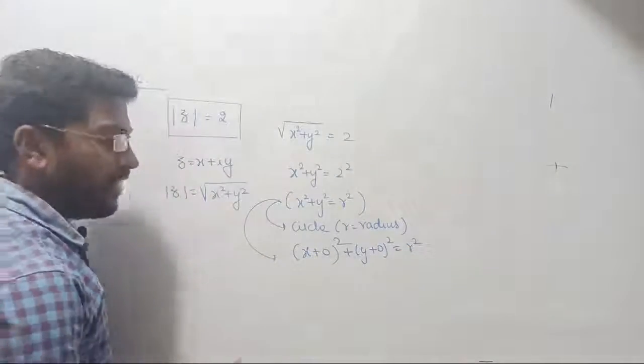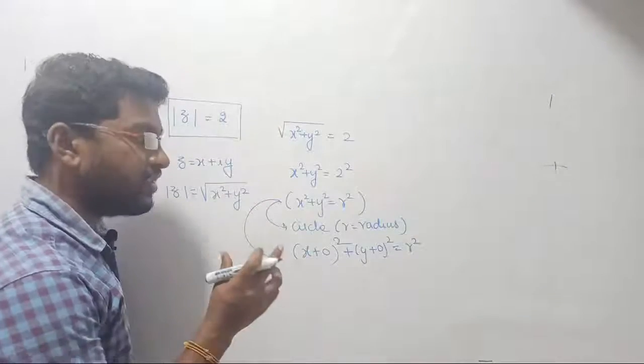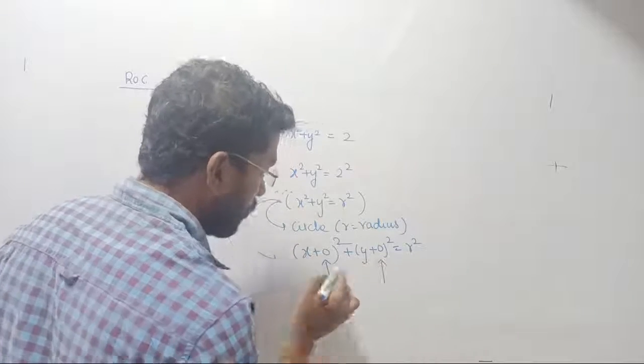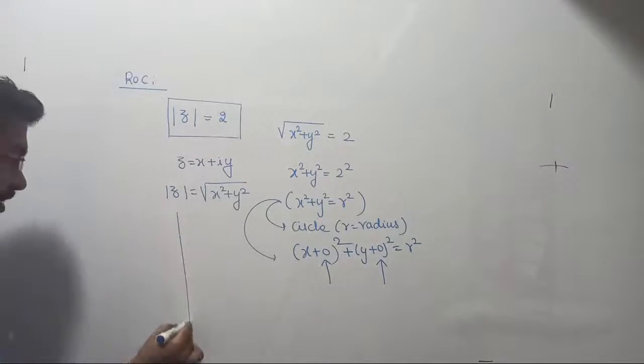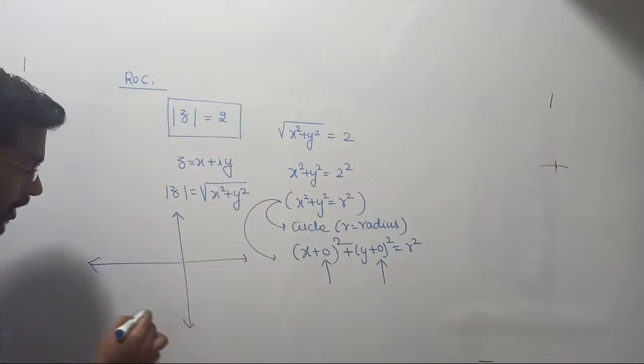It means r denotes the radius, how big the circle is going to be. What about the center point? Where should I start? We should start from 0, 0, right? Like that. So if they define mod z equal to 2, this is its region of convergence. Simply we are going to draw a circle with the x and y variables, right?